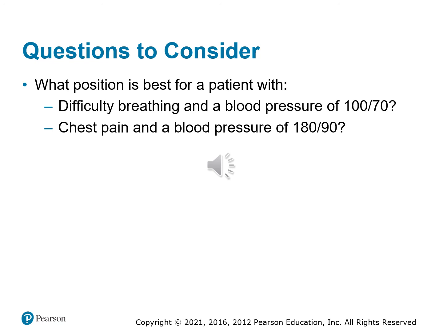If they have chest pain and a blood pressure of 180/90, let's sit these people up. Let's get them comfortable. We know that their blood pressure may drop a little bit if they're sitting up, and if their blood pressure is already high, then we can do that. Otherwise, if the patient would rather, we can always put them in a position of comfort at whatever angle that they tolerate best.